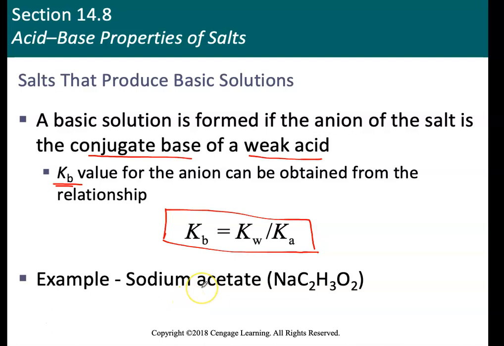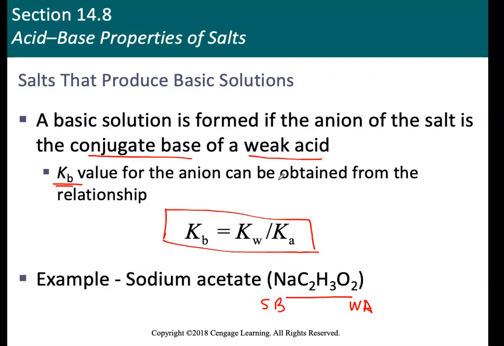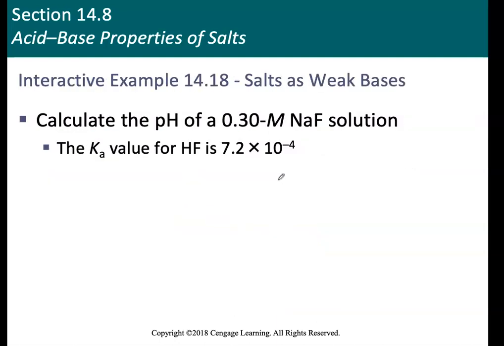Okay, let's look at this example here. Sodium acetate. Sodium acetate is a salt, and it comes from a strong base, weak acid. Okay, strong base is this one here, sodium hydroxide. Weak acid is acetic acid. So let's look at the pH. That's the example here. But let's look at one example of calculation here.